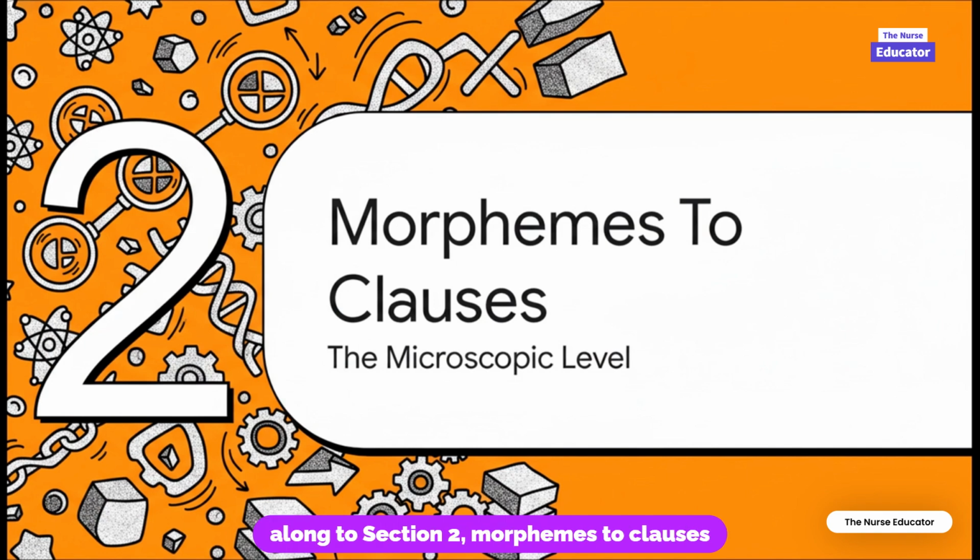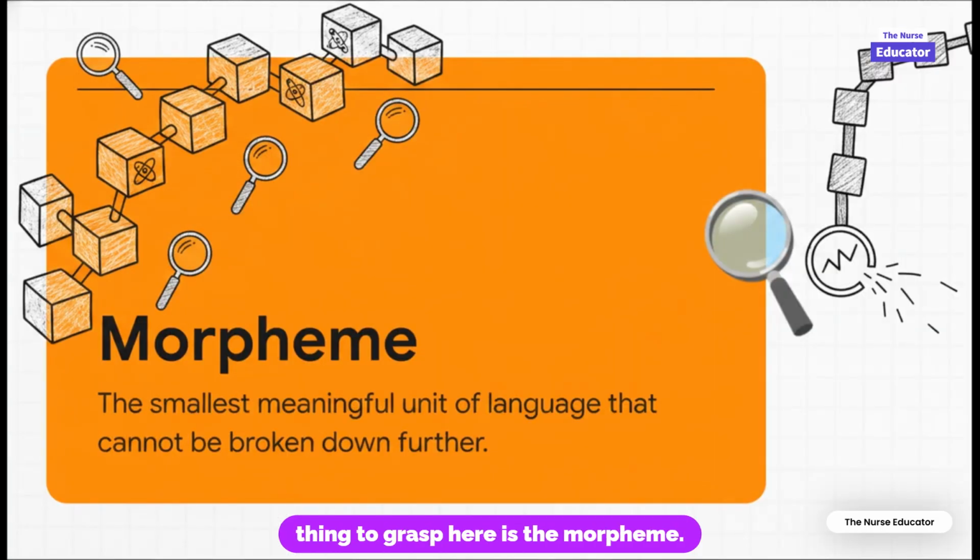Moving right along to section 2, morphemes to clauses explained, let's really dissect these raw materials. The absolute most crucial thing to grasp here is the morpheme. By definition, it's the smallest, meaningful unit of language that cannot be broken down further. The study of these tiny linguistic atoms is called morphology, and they truly are the fundamental building blocks. Because if you try to break a morpheme apart, it loses all its meaning and just becomes a jumble of random letters. When you finally master morphemes, you literally stop guessing at vocabulary and start engineering your word choices with complete precision.